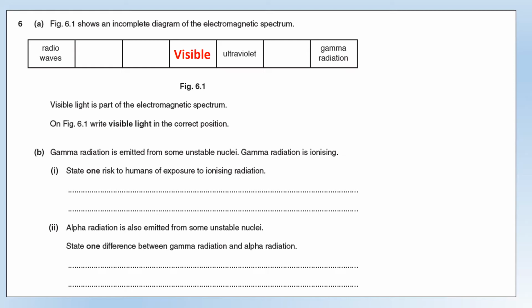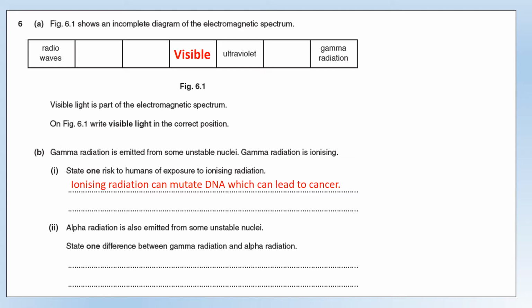So gamma radiation is emitted from some unstable nuclei. Gamma radiation is ionizing. State one risk to humans of exposure to ionizing radiation. So the danger is the interaction of ionizing radiation and our DNA. And ionizing radiation can mutate or change our DNA. And if you get the wrong kinds of mutations, that can lead to you having cancer, which is what the real risk is.